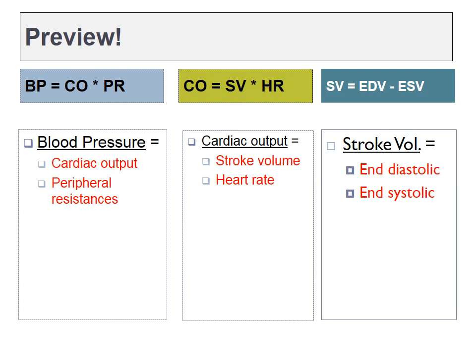Here are the three equations that we will ultimately get. I'm going to cover two of them in this lecture. We'll be talking about stroke volume, and we'll be talking about cardiac output. And then in the next lecture, we'll get to this very important last equation, the one that incorporates blood pressure. So this is where we're going.